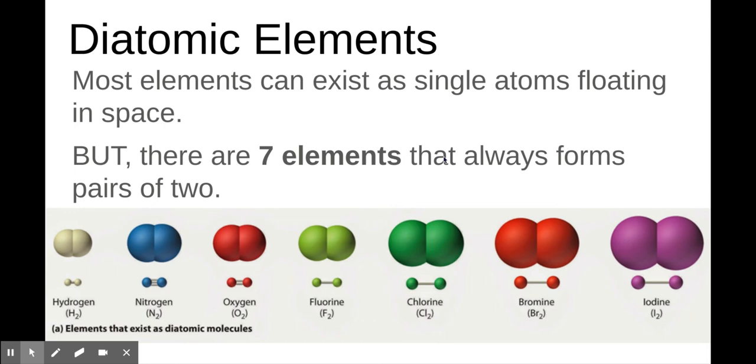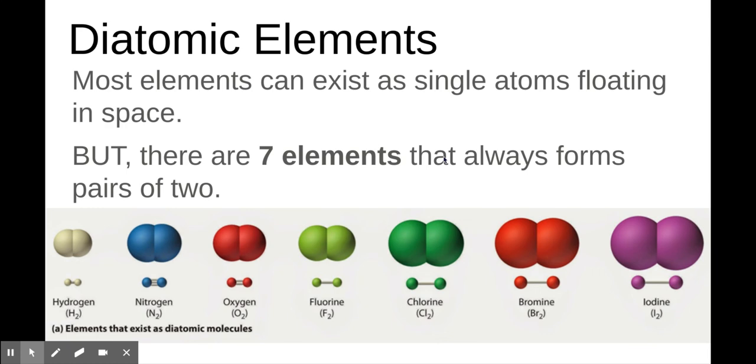Now, what makes these special is that most elements exist or can exist as single atoms floating in space, right? If you just have an iron atom, that's fine. Iron atoms can just float through space on their own. But there are seven elements that you don't ever find alone. And those are the ones that I just listed out. They're called the diatomic elements. They will always pair up with another element or another atom of the same element. So a hydrogen will always find another hydrogen, nitrogen will always find another nitrogen, etc.